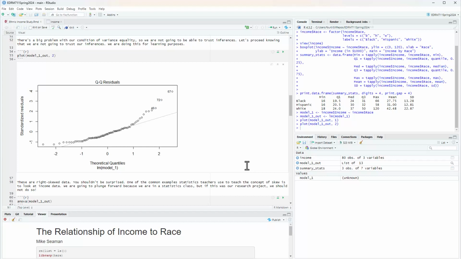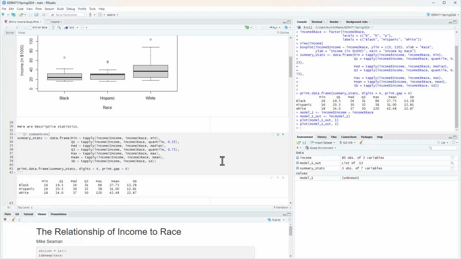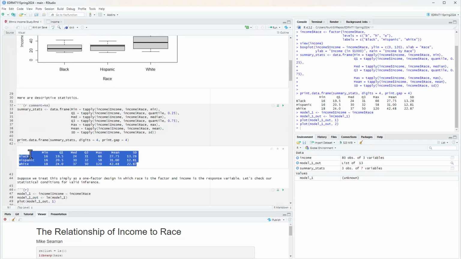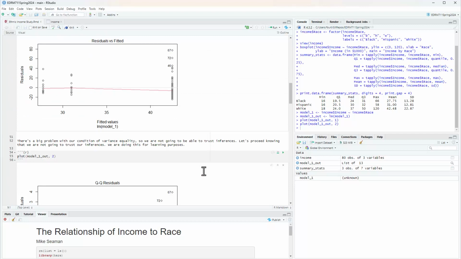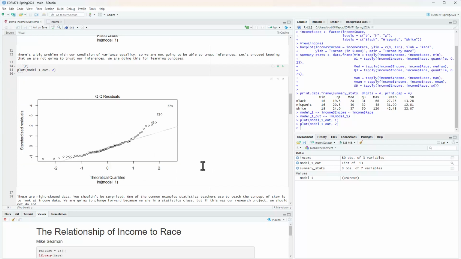So I've not met either of the conditions for valid inference here, but we're going to plunge forward because we're in a statistics class. If we were in a research project, we would not plunge forward. We would not make any inferences. Now, that's not to say that we couldn't still talk descriptively about what we're seeing here and take those descriptive statistics and say quite a lot about what we're seeing in our sample. But in terms of taking this and saying, is it stable enough to infer outside of our sample, we really are not going to be able to do that given we've not met the conditions for valid inference. So we'll either stick with description or perhaps go and learn some robust or some non-parametric methods in order to analyze these data.